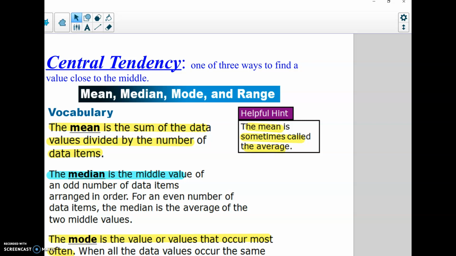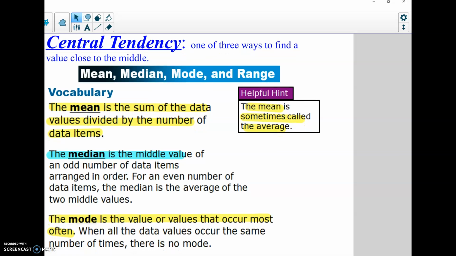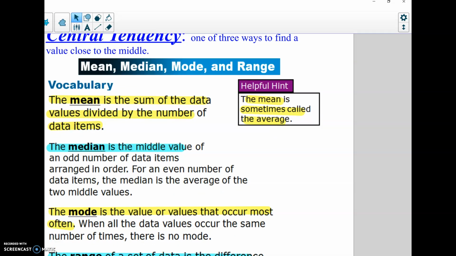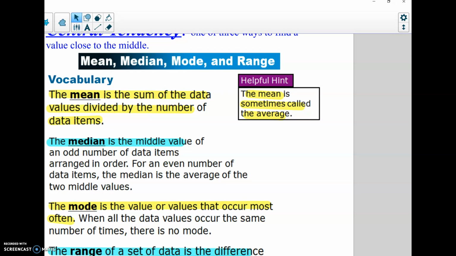So the mean is the sum of all the values divided by how many data items you have. So the mean is when you add up all the numbers and then you divide by how many numbers you have. The median is when you put all the numbers in order from least to greatest, and it's the number that's in the middle. If you have an even number of numbers, there would be no true middle. So what you would have to do is add together the two numbers that are in the middle and then divide by 2 to find the number that's in the middle of them.